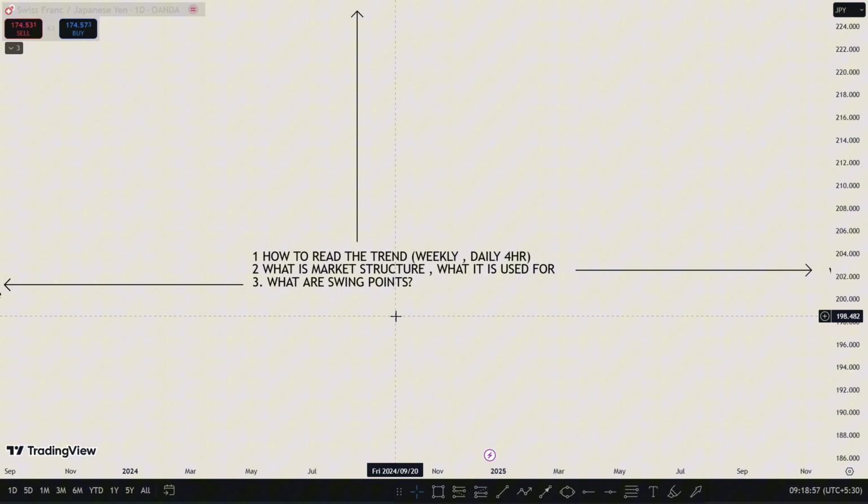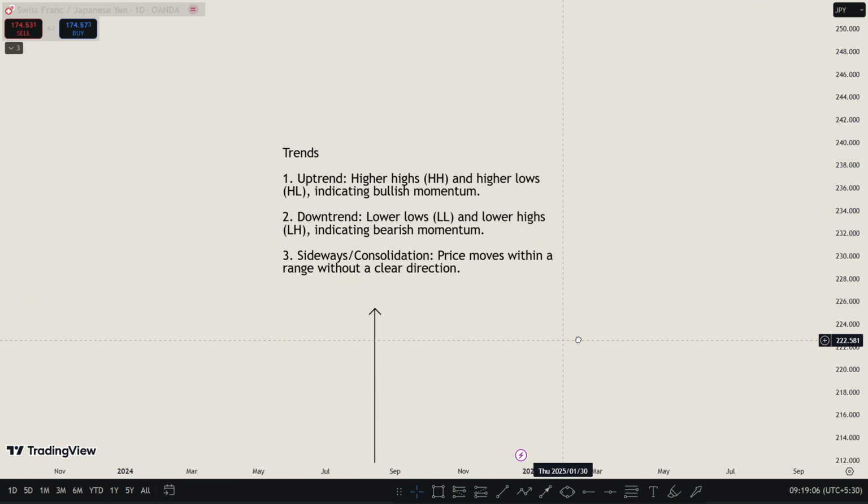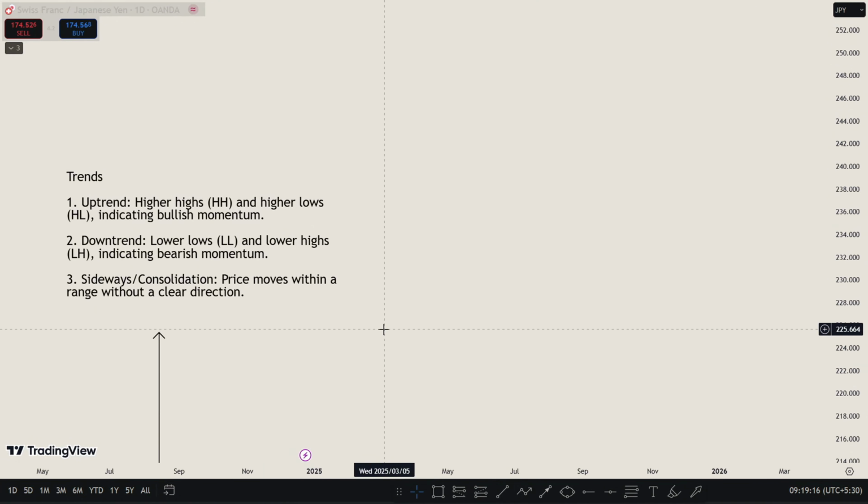So the first, as you can see, is how to read the trend. So we'll start with that. As you can see, I have marked out, now there are three types of trends. One is uptrend, as you know, higher low, HL, indicating bullish movement. I'll give you a quick example with the arrows, then I will show you in the chart also. So first I'll mark out the higher low.